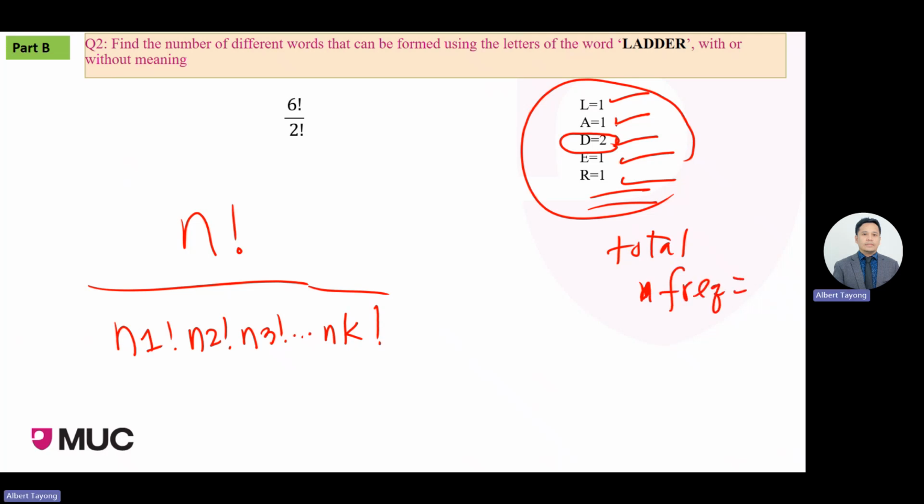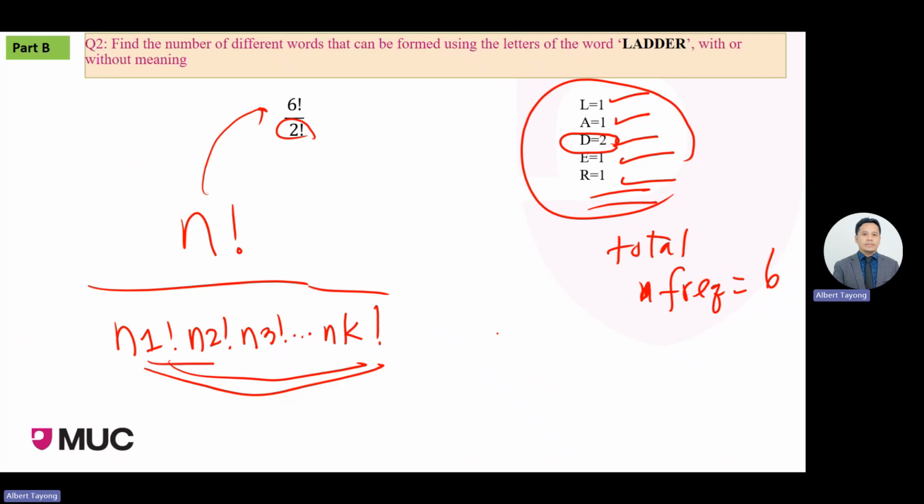So we add all of this, it's 6. That's why we have 6 factorial. And we are going to divide by the frequencies which are greater than 1. So here there is only one greater than 1, that is 2. So only one there. That's the meaning of n1, n2, n3 until nk here.